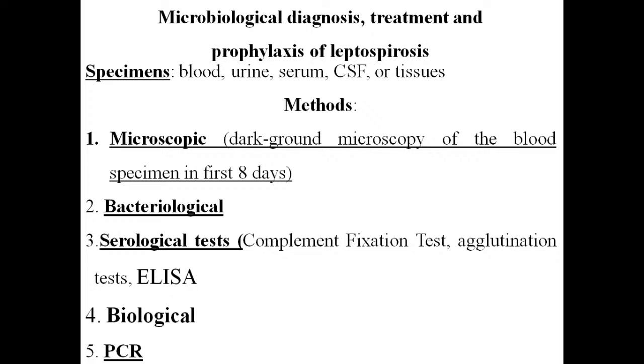Bacteriological methods include inoculation of bacteria on Fletcher's medium, then serological tests that include complement fixation test, agglutination test, and ELISA, enzyme-linked immunosorbent assay, and polymerase chain reaction, PCR, is also used.